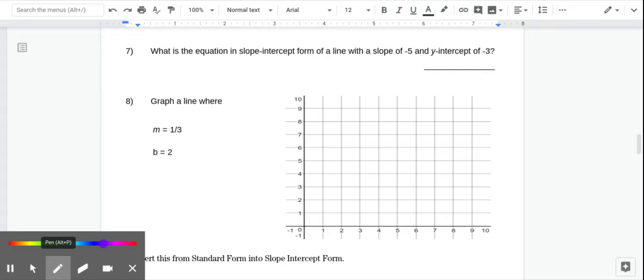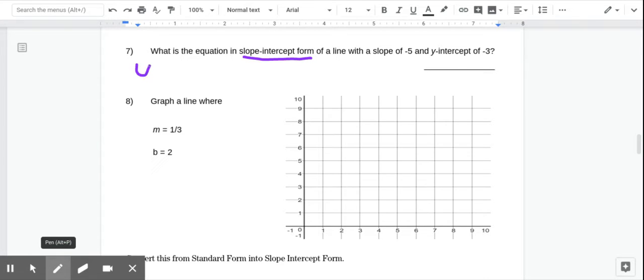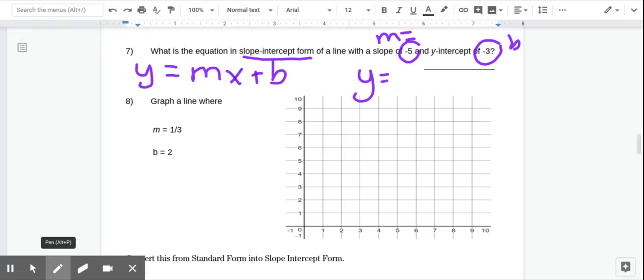So for number 7, it's asking us to find the equation of the line in slope-intercept form. Slope-intercept form has to be in the form y equals mx plus b, where m is your slope and b is your y-intercept. So all I'm going to do is replace the m with -5, and replace the b with -3. Rewriting it, I would get y equals -5x plus -3, or we could just write -3. And there you go.